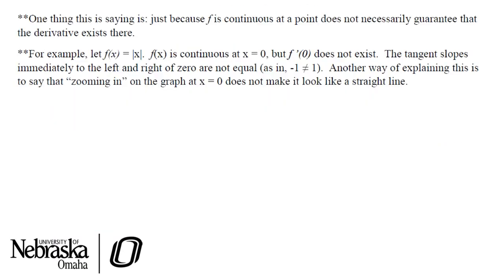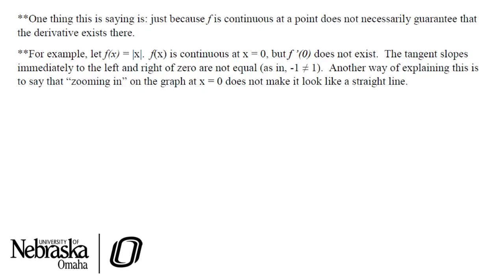What we are saying is just because f is continuous at a point doesn't necessarily mean that the derivative exists there. So it could be continuous, but the derivative might not exist. For example, like I mentioned before, let f of x equal the absolute value of x. The function is continuous at x equals 0, but the derivative at 0 does not exist. The tangent slopes immediately to the left and to the right of 0 are not equal. The slope to the left is -1, the slope to the right is +1.